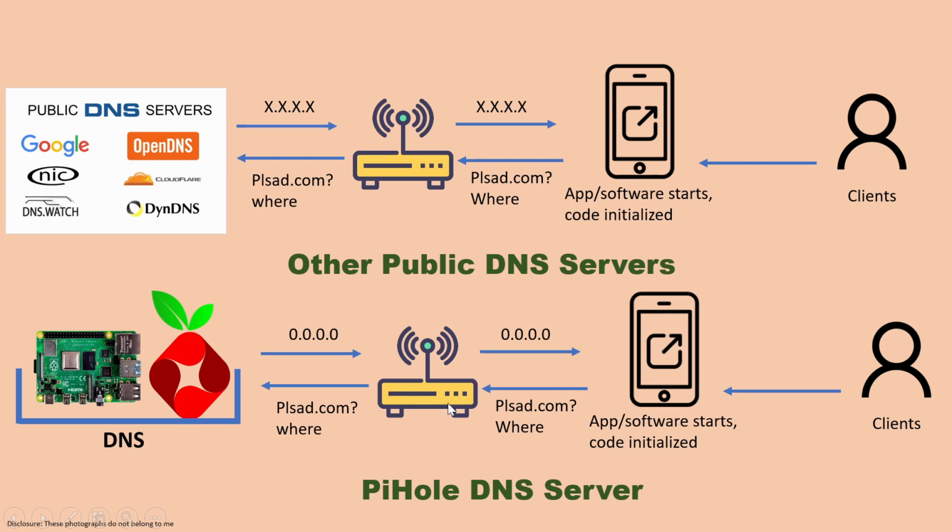DNS server is essentially a phone book where basically the name and number are written. It's kind of a dictionary. So this router sends request that give me, for example, pleaseadd.com. Give me the IP of that website, corresponding to that URL, and the DNS server looks up that URL and passes on the corresponding IP address.